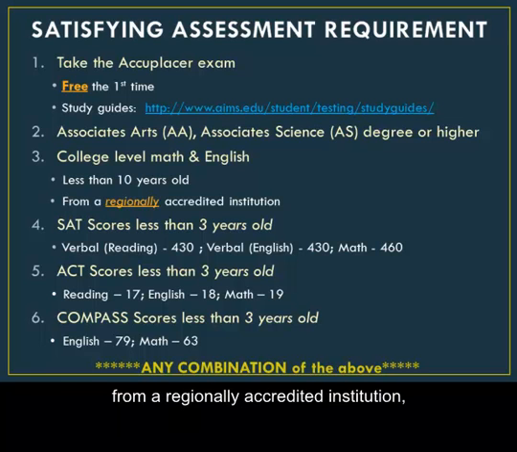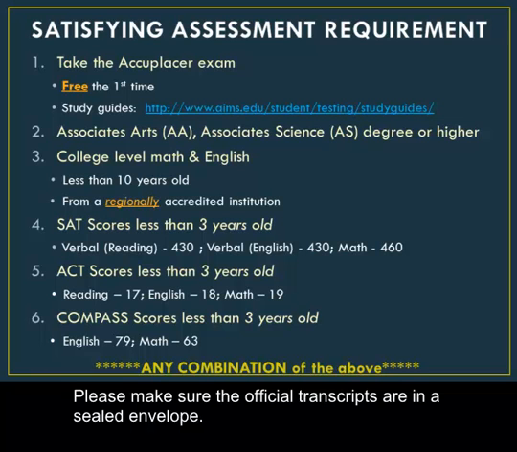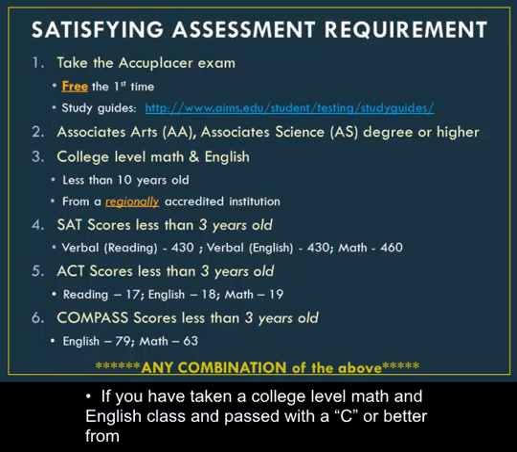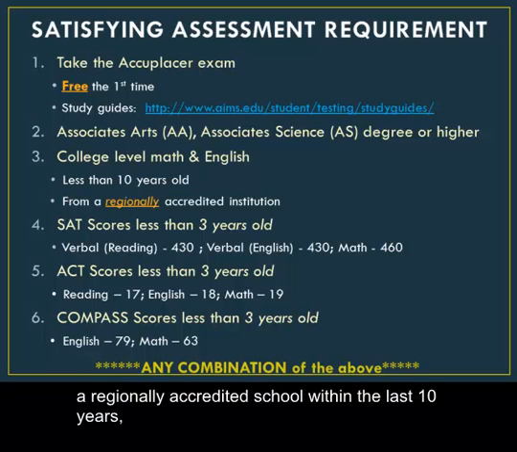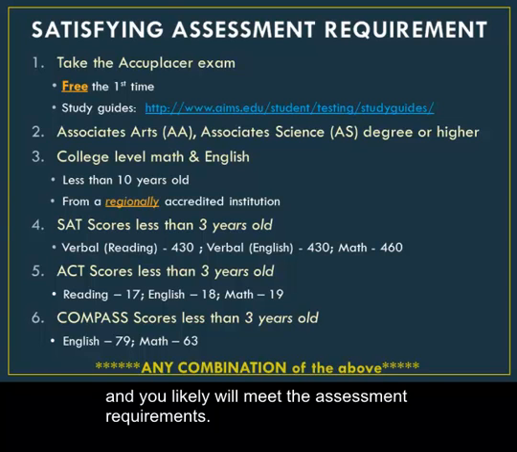If you have an Associate of Arts or an Associate of Science degree or higher from a regionally accredited institution, please bring official transcripts with you to your initial required advising appointment. Please make sure the official transcripts are in a sealed envelope. You will likely meet all 3 assessment requirements by doing so. If you have taken a college-level math and English class and passed with a C or better from a regionally accredited school within the last 10 years, but did not graduate with an Associate of Arts or Associate of Science degree, please bring in transcripts documenting successful completion of these courses, and you likely will meet the assessment requirements.